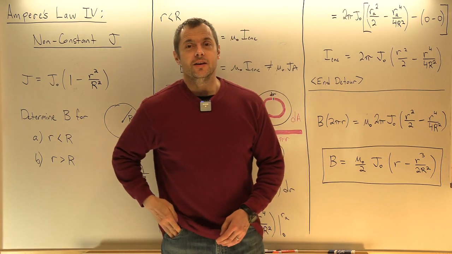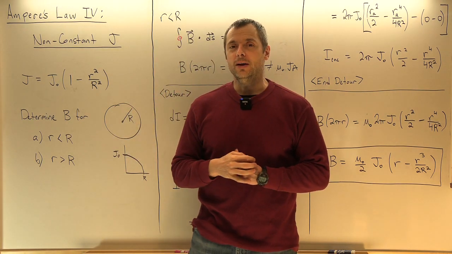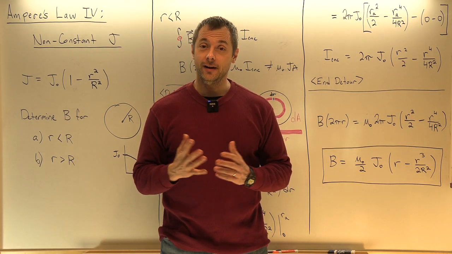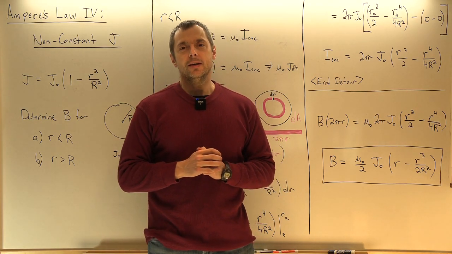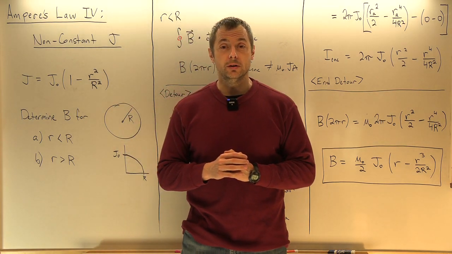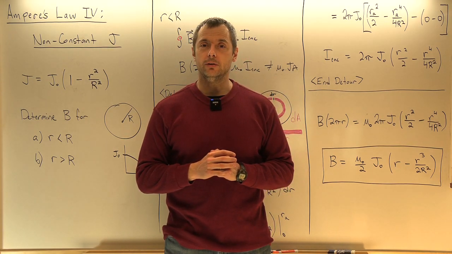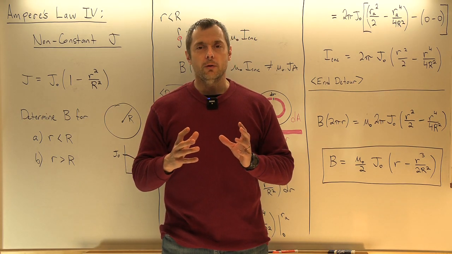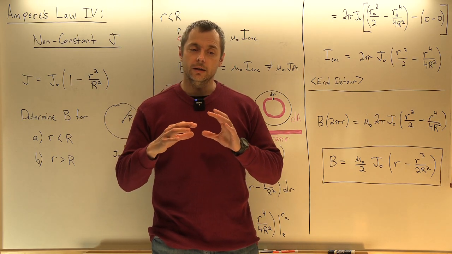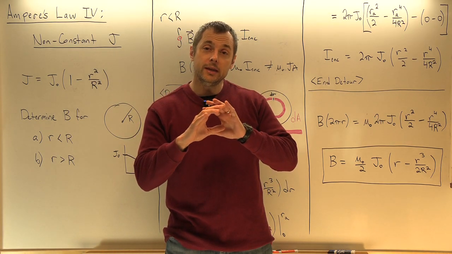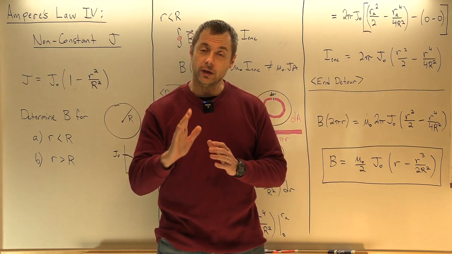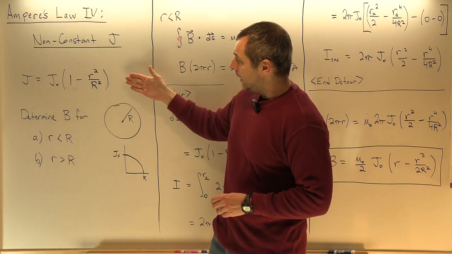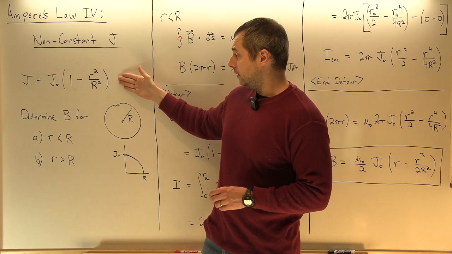Hello physics students. Welcome to our fourth and final video on Ampere's law and our 13th and final video on this long topic of magnetism. In today's video, you'll be learning how to find the magnetic field for current densities that are not constant. Up until now, we've been analyzing currents that are spread evenly throughout a conducting cross-section. But today, we're going to look at finding the magnetic field for a function of current density.